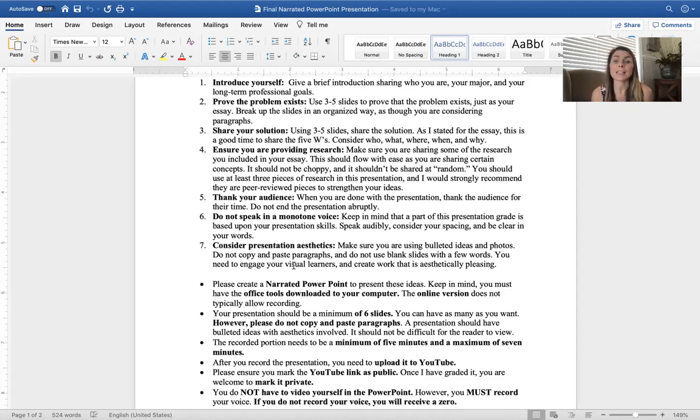You should be using at least 3 pieces of research in your presentation. And I would strongly recommend that they are peer-reviewed ideas. And then with that, guys, make sure that you include a works cited page at the end. Thank your audience. When you're done with the presentation, thank the audience for their time, and don't just end your presentation abruptly on a random slide.